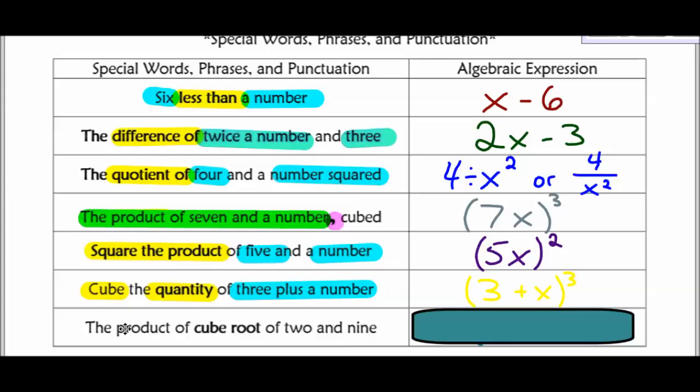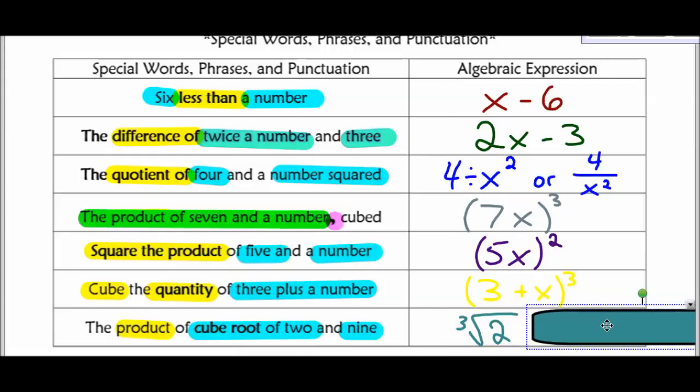The next one says the product, so the multiplication problem between the cube root of 2 and 9. It's the product of these two things, the cube root of 2 and 9. We're multiplying the cube root of 2, doing the cube root of 2 times 9.